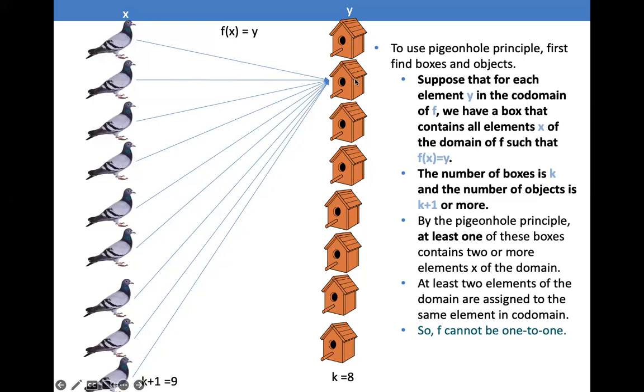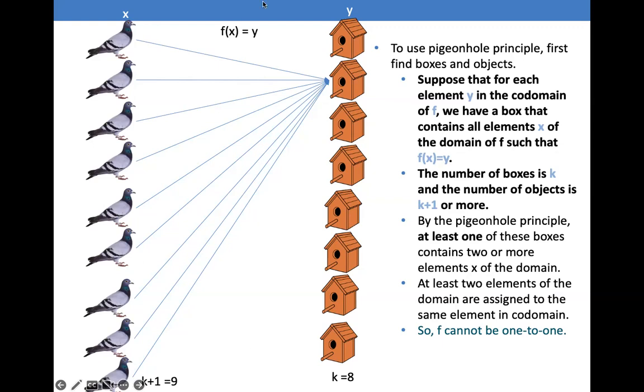Suppose that for each element in Y, or each of these pigeonholes in the codomain of f, we have a box that contains all elements of x in the domain of f such that f of x is equal to y. So in other words, we have a box that contains all of the elements of x. The number of boxes is k, so the number of boxes is 8. And the number of objects is k plus 1, which is equal to 9.